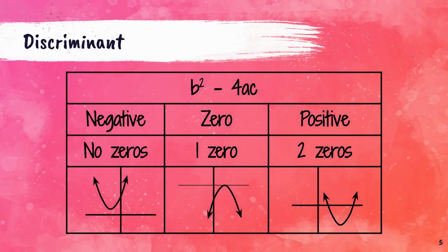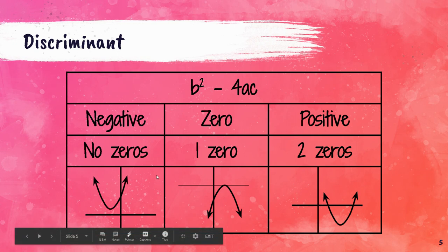Alright, so let's talk a little bit more about this thing I said that was called the discriminant. So it's b squared minus 4ac, and when you get your answer, it's either going to be negative, 0, or positive. It has to be one of those three things because those are the only types of numbers we know of. If it's negative, then the graph has no zeros, and it looks something like this. If you notice, it never crosses the x-axis.